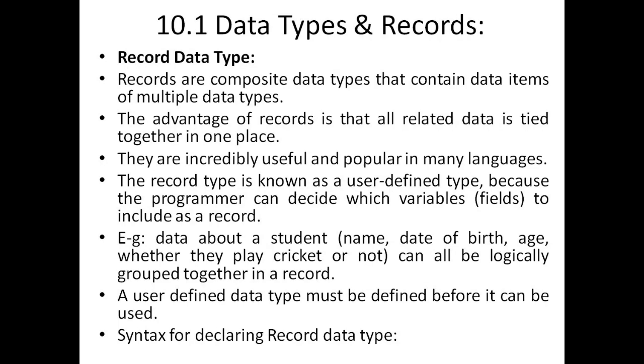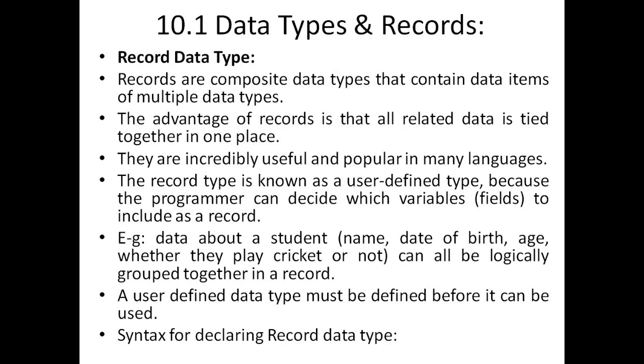For example, data about a student such as their name, date of birth, age, whether they play cricket or not, can all be logically grouped together in a record. Now if you want to save these four data about a student, you will either have to create four variables or you will have to create four different arrays. However, by using the record data type, you can simply use a single memory space to store all four values, although they are all different.